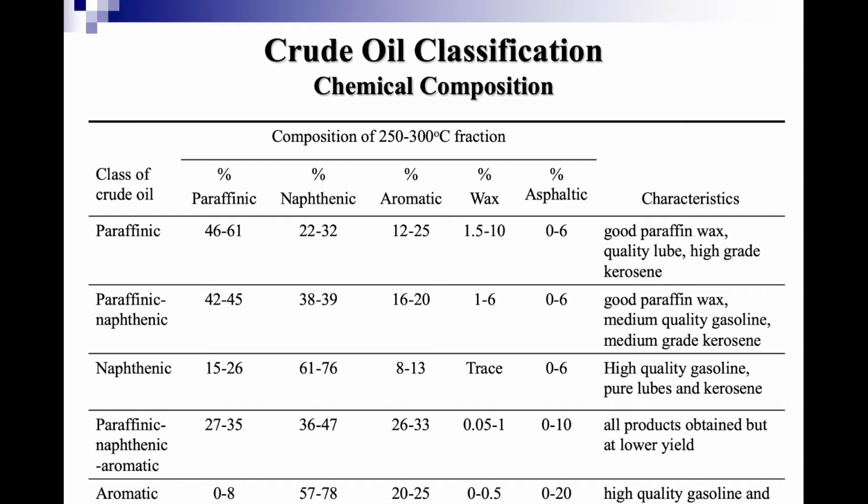For naphthenic, it has high quality gasoline, pure lubes, and kerosene. And paraffinic, naphthenic, aromatic: all products obtained but at lower yield. And for the aromatic, it has high quality gasoline and asphalt and high levels of sulfur and nitrogen. Okay, for this classification, we will discuss further the petroleum and natural gas products and the usage of specific products.